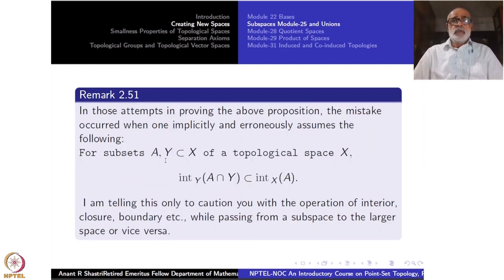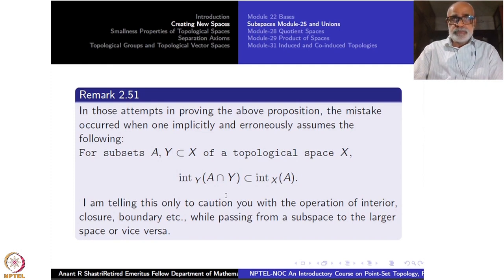One more remark on this. In the attempts at proving the above proposition, in at least those two sources which I have just quoted, the mistake occurs when one implicitly and erroneously assumes the following statement, which is also wrong. You can supply easy counterexamples for this statement. Take two subsets A and Y of a topological space X. Then the interior of A intersection Y with respect to Y, that means inside the topological subspace Y of X, is contained in the interior of A as a subspace of X. The suffix here denotes X or Y, indicating where we are taking the interior.